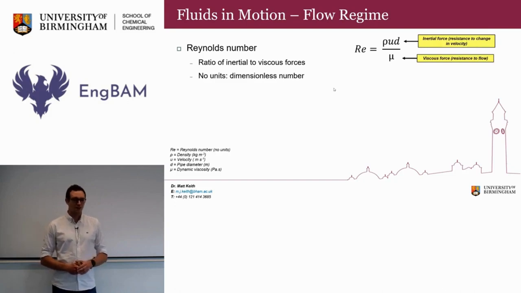As you can see on the screen here, just highlighted that, we have the inertial force on the top, and that's the resistance to a change in velocity, divided by the viscous forces, which is also described as the resistance to flow.